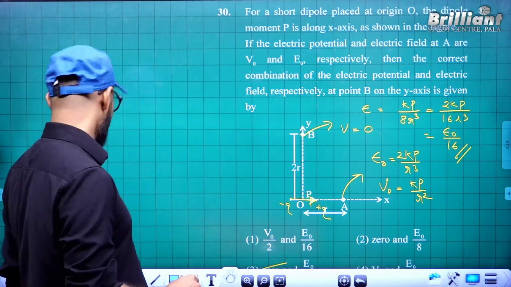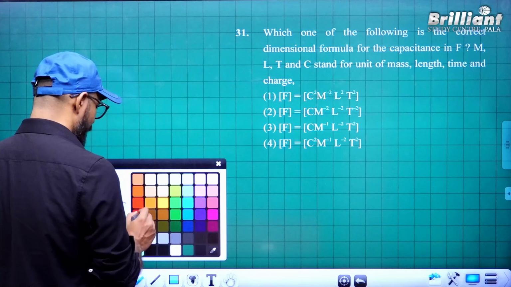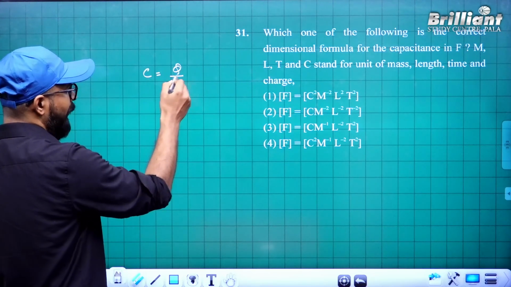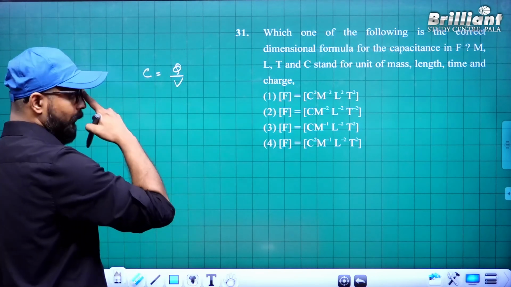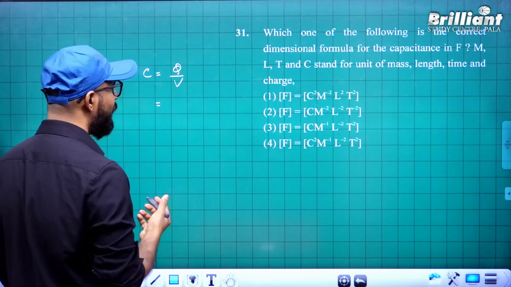Okay, moving on. Capacitance is given. We had to find the dimensional formula of capacitance. C is equal to Q by V. Start with the equation. They have given C as the coulomb. Clear? So they have used the fundamental unit as coulomb for the charge.